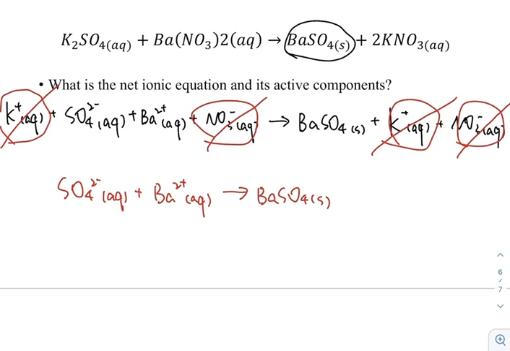Alright, hopefully you now know how to identify the active components of the ionic equation. Also know how to write a net ionic reaction.